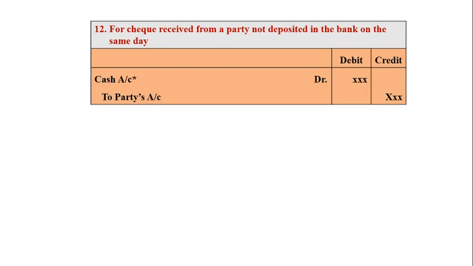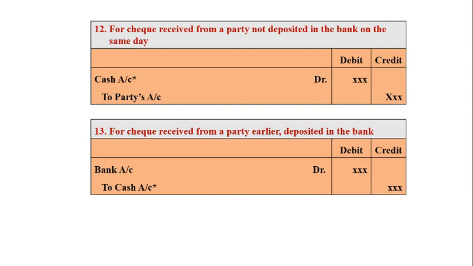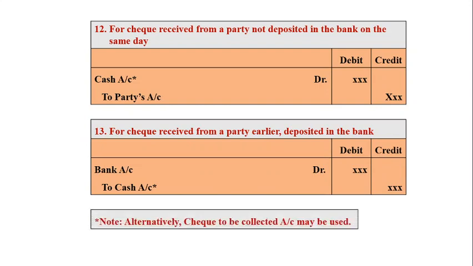12. For check received from a party not deposited in the bank on the same day. So here the accounts involved are cash account and party's account. Since the check is equivalent of cash, it is treated as cash, and therefore we have cash account and party's account. Cash is a real account. Debit what comes in, therefore cash is debited. Party gives the money, so party is credited, and therefore the journal entry is cash account debtor to party's account. Now instead of cash, alternatively, in practice, check to be collected account may be used.